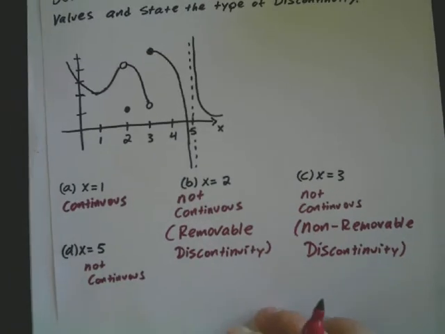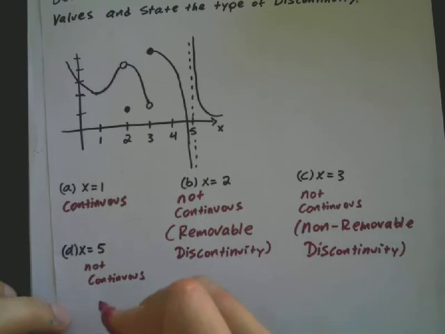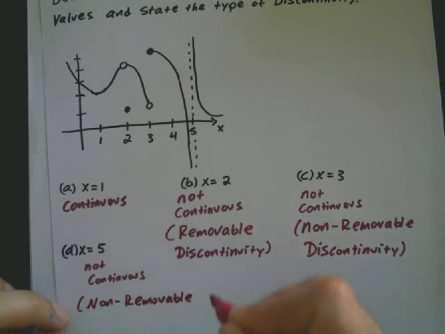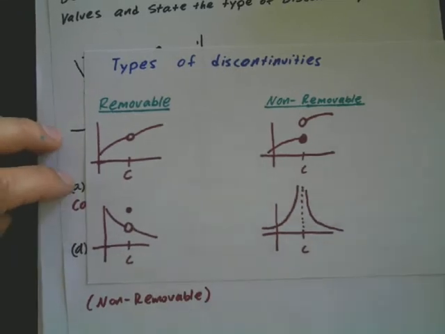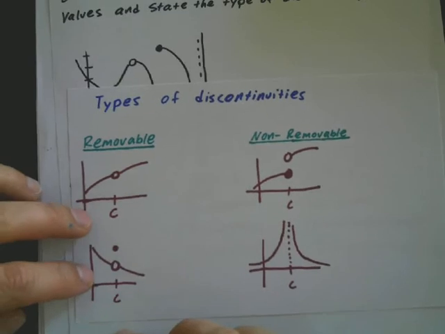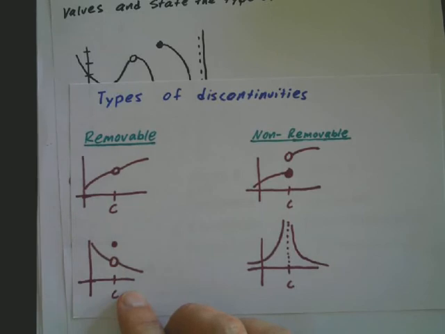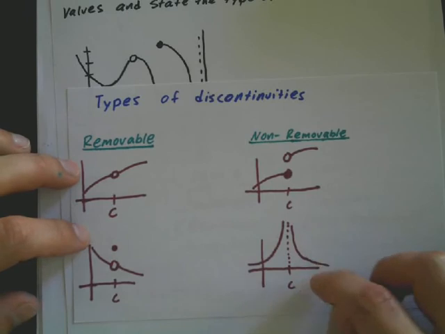And the same thing applies for D. As far as a vertical asymptote is concerned, that's also going to be non-removable. So to summarize this, we have two types of discontinuities. One is removable. That's if I have a limit, but the limit doesn't agree with the function value. And then I have non-removable, which is if I have a jump or if I have a vertical asymptote.